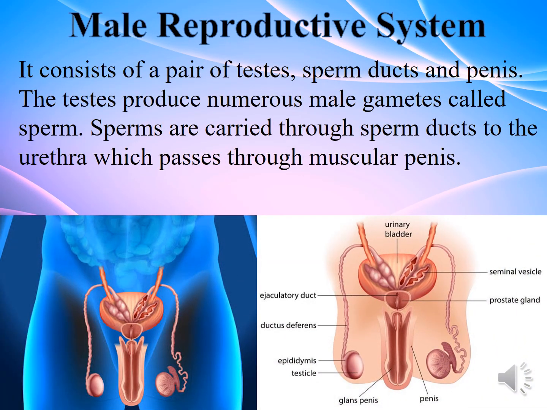Let us first examine the male reproductive system in human beings. It consists of a pair of testes, sperm ducts, and a penis. The testes produce numerous male gametes or reproductive cells called sperm. Sperms are carried through sperm ducts or sperm tubes to the urethra, which passes through the muscular penis.